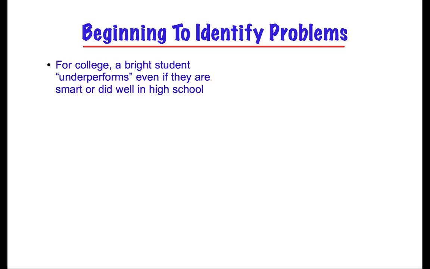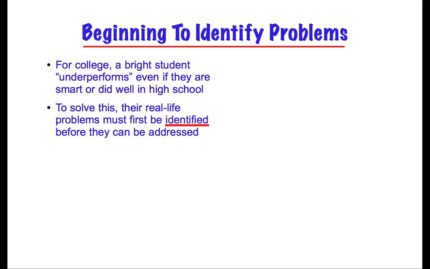So, in trying to identify problems in college, what I think of is when a bright student begins to work below their potential. And this is even true for high school. If they're working below their potential, then they're underperforming in one way or another. And being able to identify the problems first, you can't solve the problems until you identify them. That's going to be a key step.